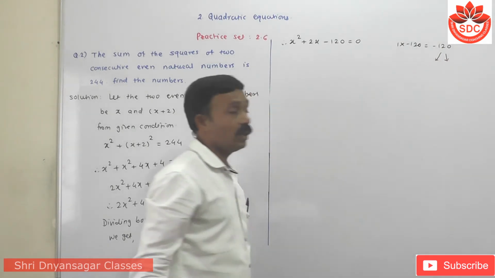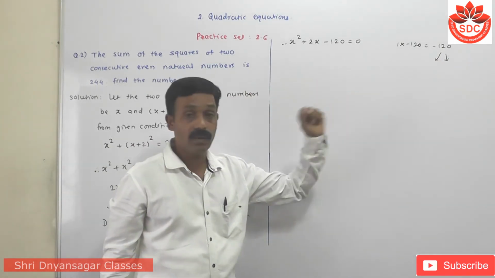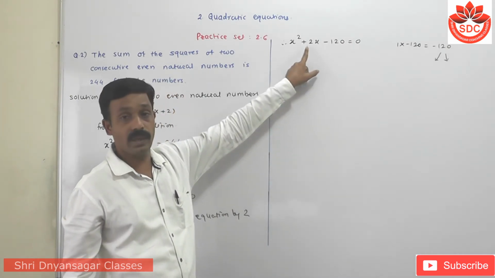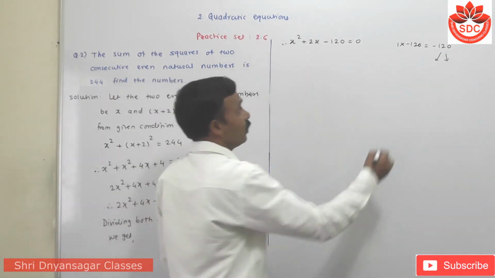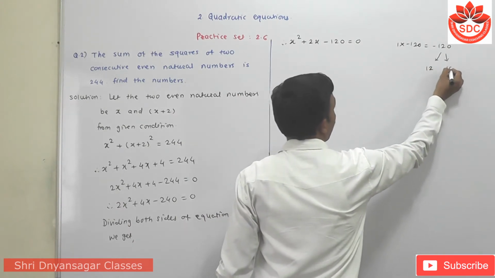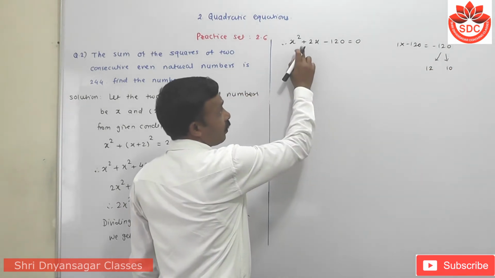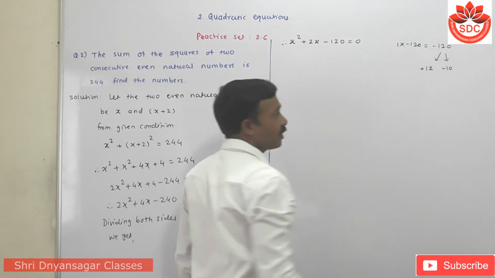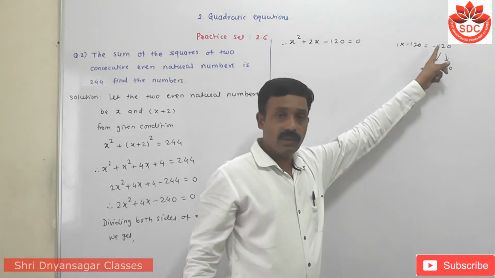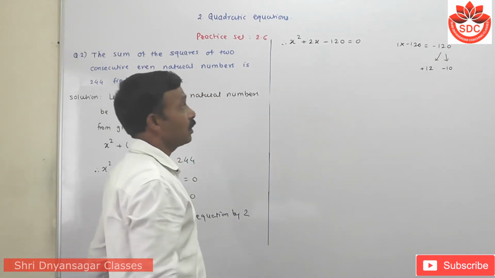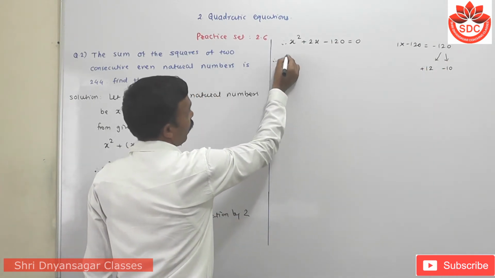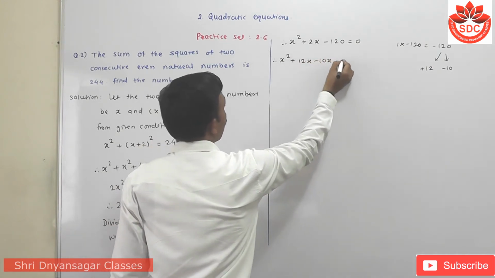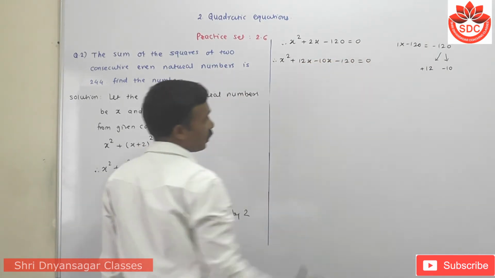Then find the two numbers of this minus 120 whose product is minus 120 and whose addition is plus 2. This is also simple. So I have taken here 12 into 10. Then give the proper sign: give the plus sign to the bigger number, here the other is minus. Then the product is minus 120 and addition is plus 2. So split the middle term. So I write here x square plus 12x minus 10x minus 120 is equal to 0.